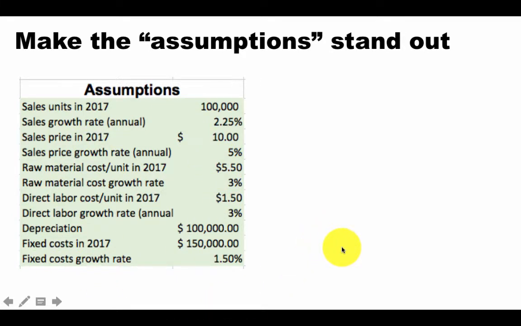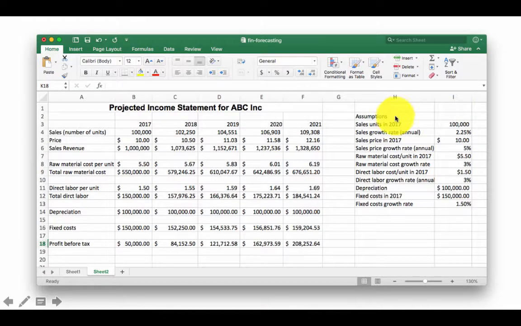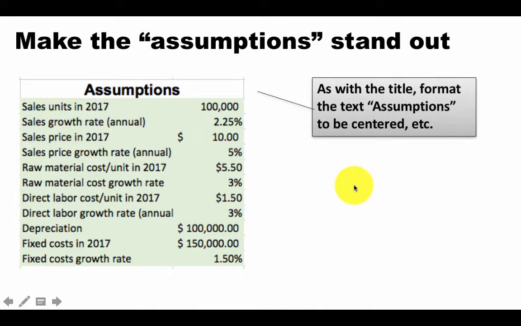To do that, again, what we can do is simply click on the cell that contains the text assumption, and select the entire range, which is H2 to I2. Select the whole range and again center it across the selection, the merge and center option, and change the font, make it nice and big. Okay, so that does this part.